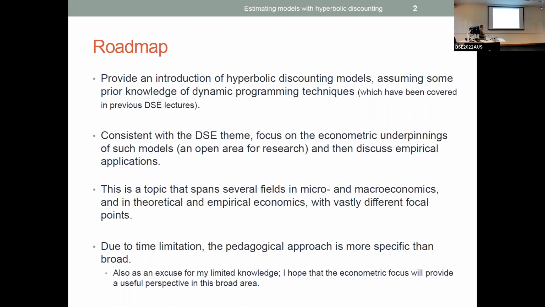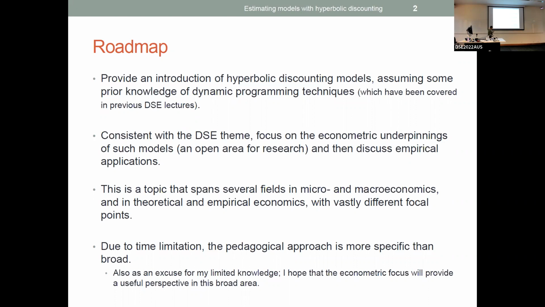And this is a very old topic. I think the very first papers appeared 50 years ago, at least. And it's a very general topic that spans several fields in macro and microeconomics, and in both theoretical and empirical economics. And they all have very different focal points. But in today's lecture, I'm going to be a bit more specific. So my approach would be to focus on the econometrics, although the historical motivation for these types of models are often behavioral.